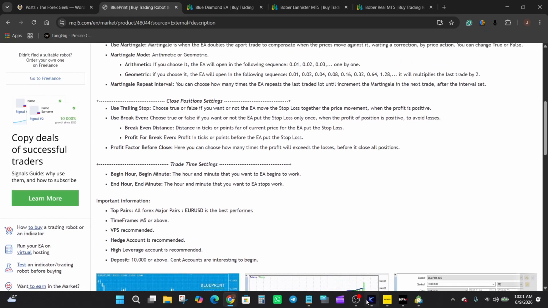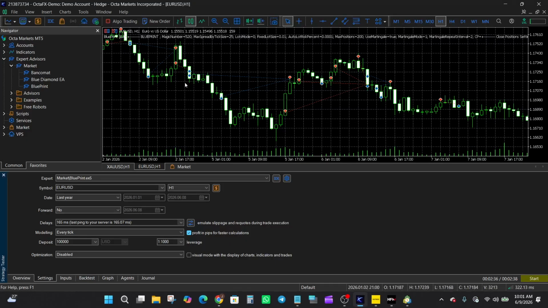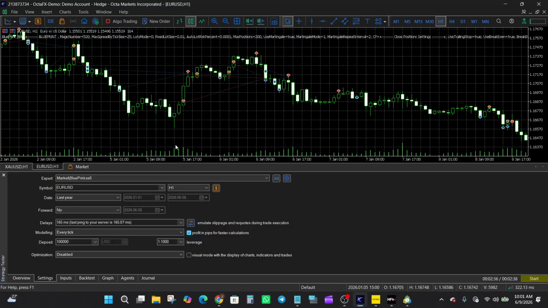We're going to head over to the strategy tester right away. And as you can see, I tested the BluePrint EA on Euro USD, although I used the H1 time frame, and I tested it over the past 5 months from the beginning of this year, 1st January 2026 till date. And as for the delays, we're using the last ping to the server, every tick modeling.